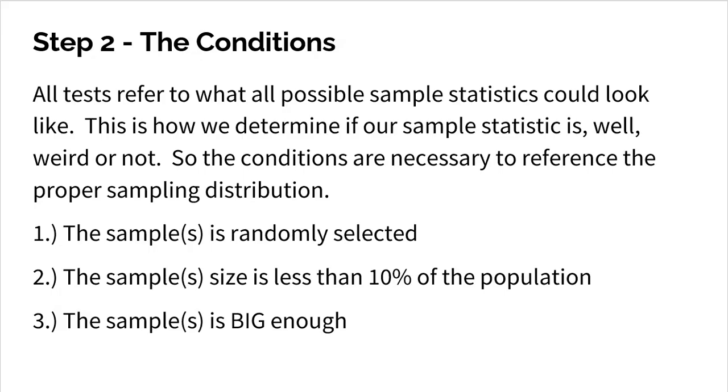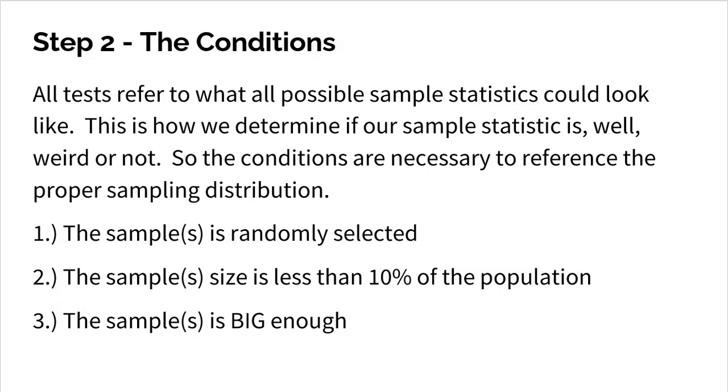And then the last condition, the sample or samples need to be big enough. Now, that's where you got to be careful, because when you're working with proportions, to be big enough, you need 10 or more successes and 10 or more failures. Because with proportions, you're working with categorical variables. So you're not looking at numerical data. You're looking at data in the form of categorical stuff, like green gummy bears versus red gummy bears, or, you get my point.